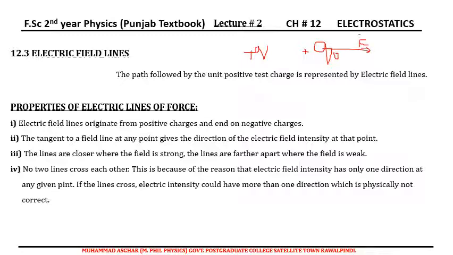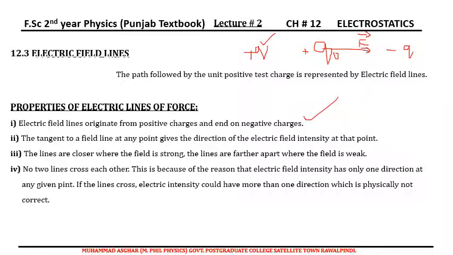This is called electric field line. So this will also be the first property or characteristic of electric field lines. That is, electric field lines originate from positive and end at the negative. If here is a negative charge, it will be attracted toward the negative. So electric field lines always originate from the positive and end at the negative charge.